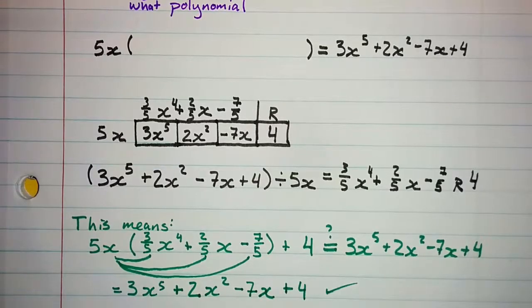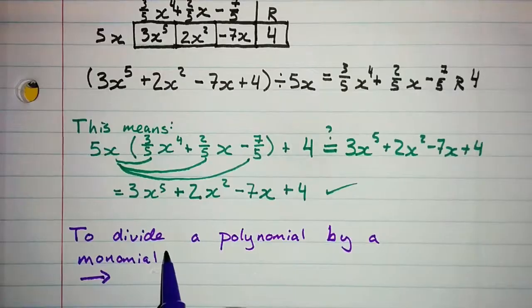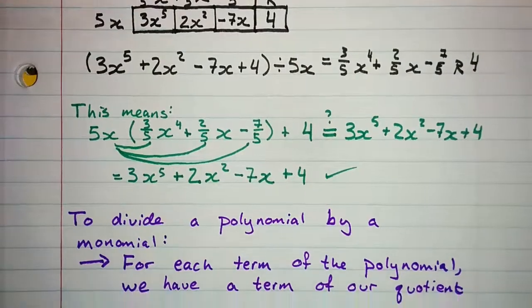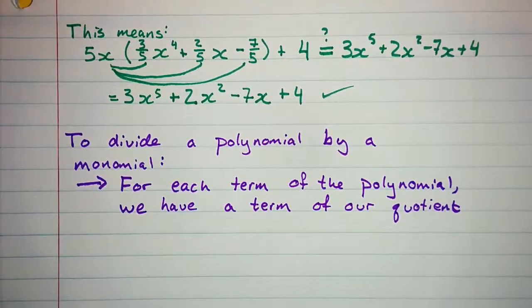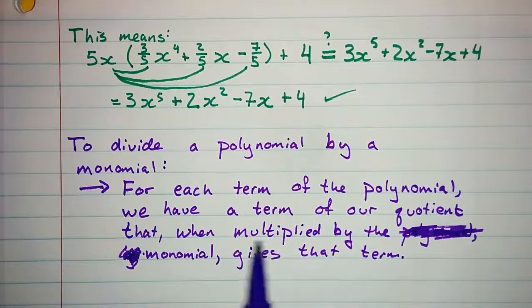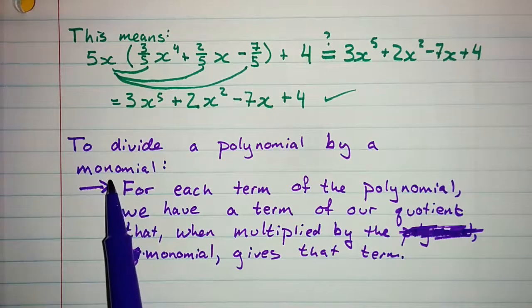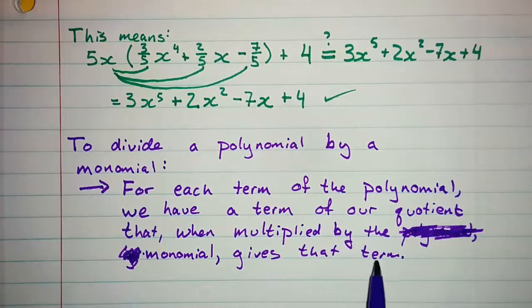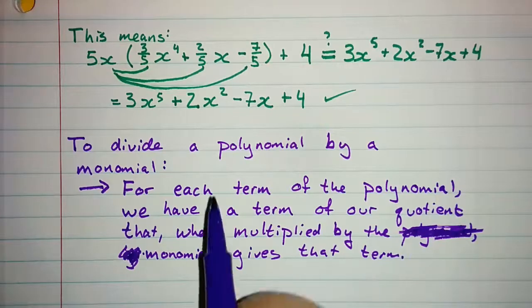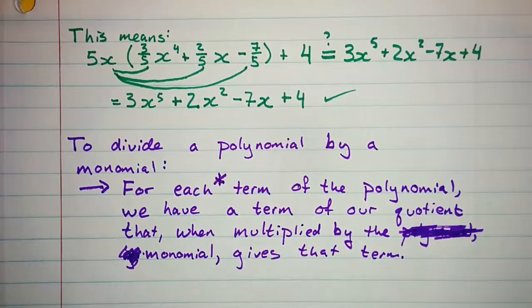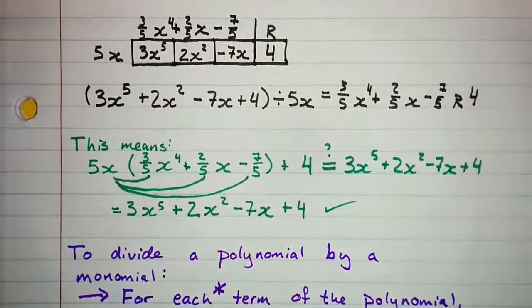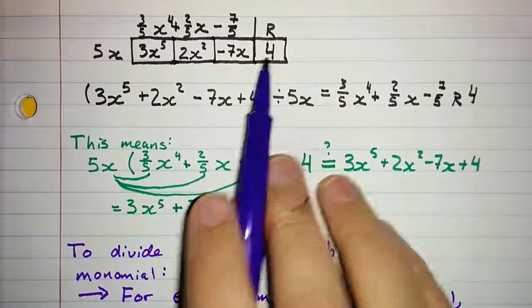What process did we use? Well, we went term by term, right? For each term of the polynomial, we have a term of our quotient. Remember, the answer to a division problem is called the quotient. For each term of the polynomial, we have a term of our quotient that, when we multiply it by the monomial we're dividing by, our divisor, it gives that term, almost for each, right? Here, we couldn't find anything for 4.